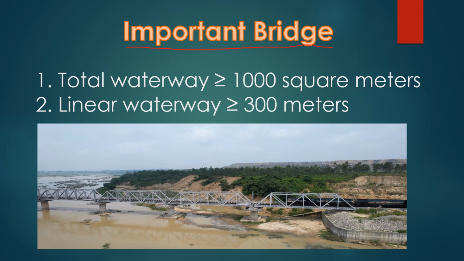So what is an important bridge? The important bridge, as I have shown in the photograph here, has a total waterway which is greater than 1000 square meter and a linear waterway which is greater than 300 meter. What do you mean by the linear waterway? The linear waterway is this one. This is the linear waterway. And what is the total waterway that we are going to discuss? We need to understand what the waterway is in order to understand the different types of bridges.